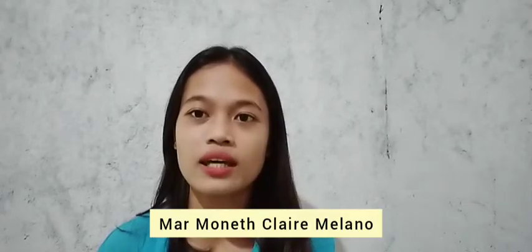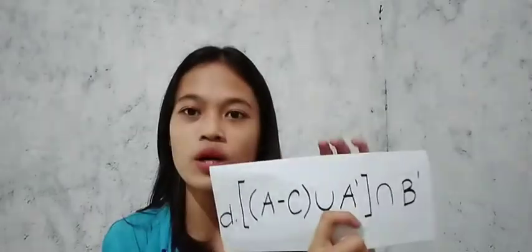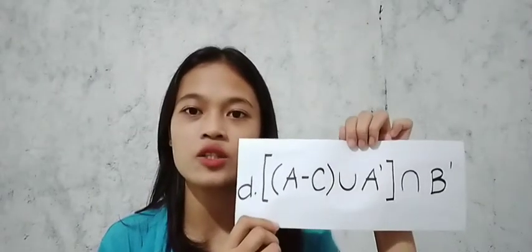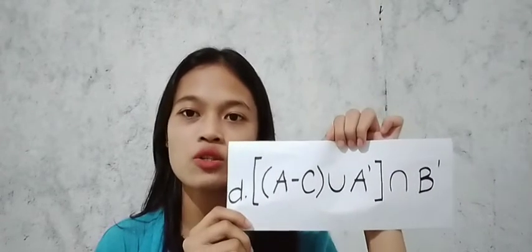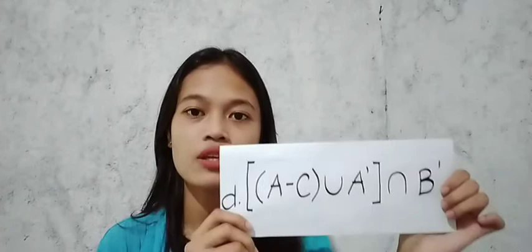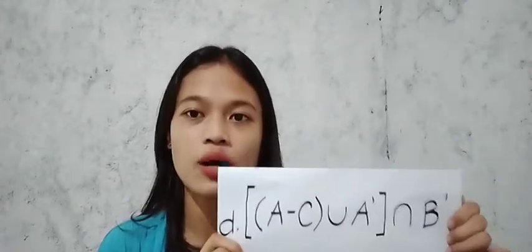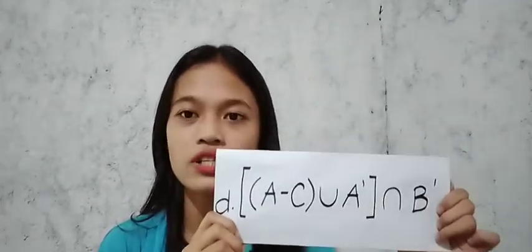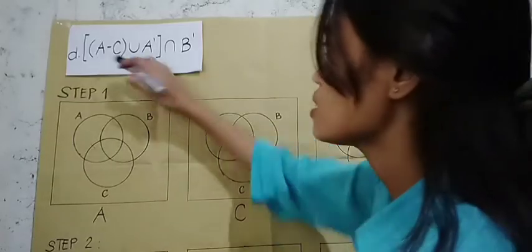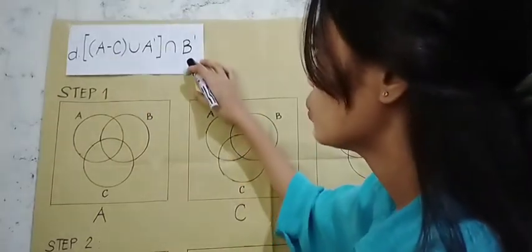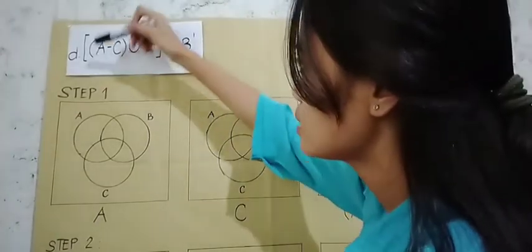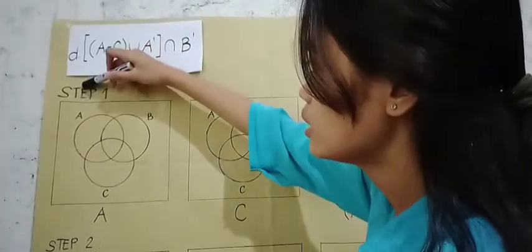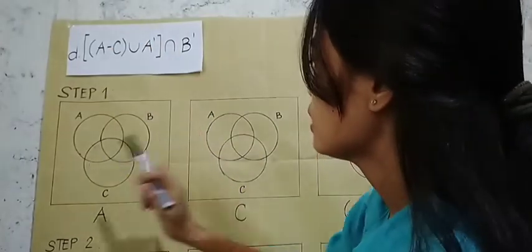So good day everyone, my name is Marmanet Claire Milano and I am going to answer this set problem: A minus C union A complement intersects B complement. We're going to solve this set problem through shading a Venn diagram using one universal set. So this is our set problem here and we are going to find first the difference between set A and set C. So step 1, set A and set C.